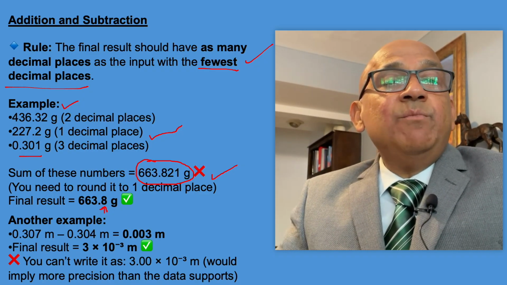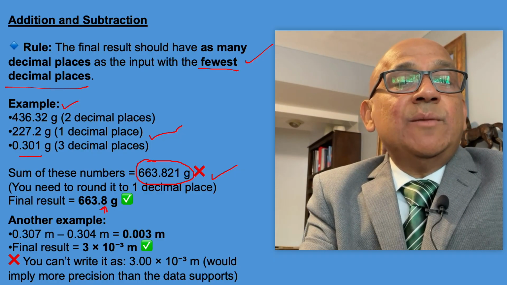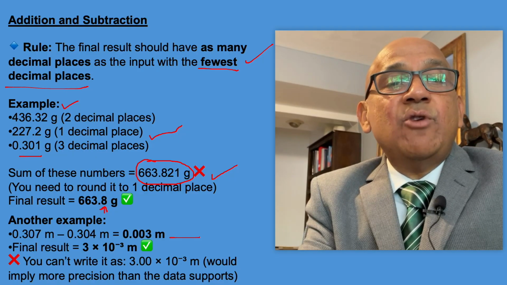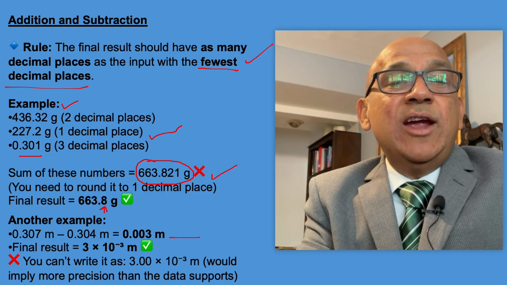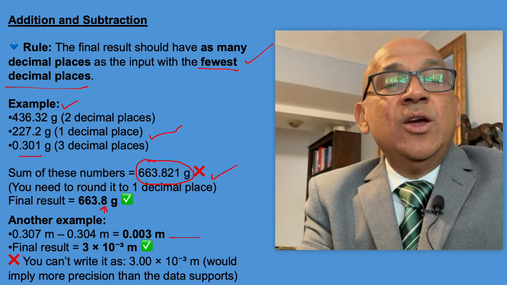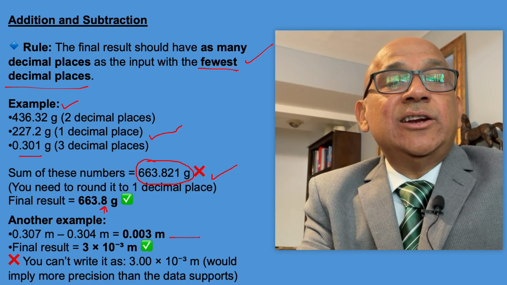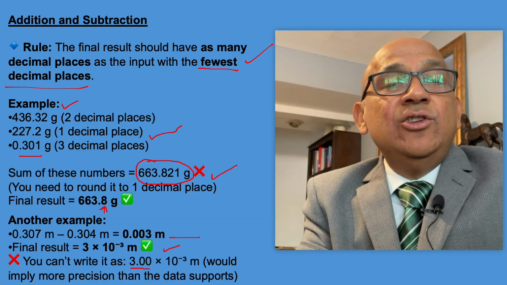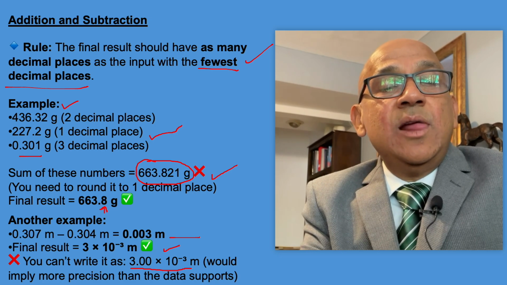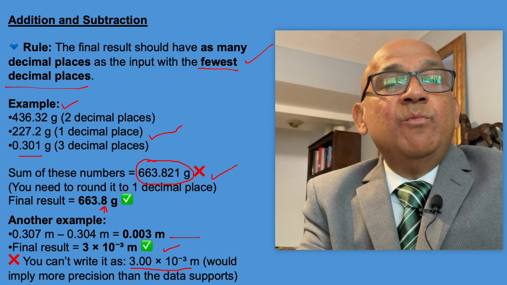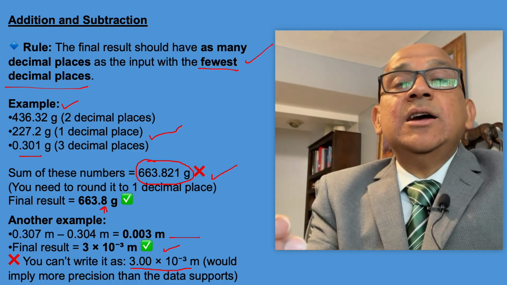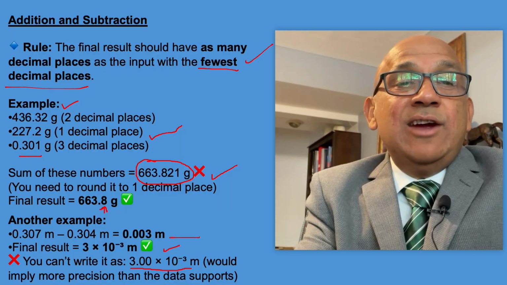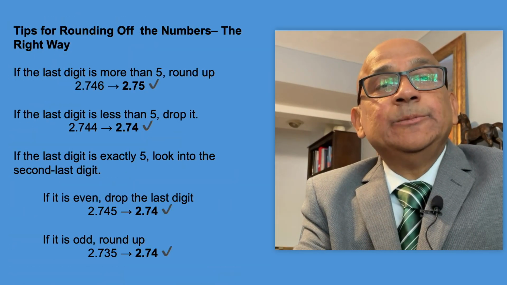Let us look into another example, which is about subtraction. If you are subtracting 0.304 from 0.307, your number should be 0.003 meters. You can also write the final result as 3 times 10 to the power minus 3 meter. But you cannot write it as 3.00 times 10 to the power minus 3 meter, because if you write it this way, it would imply more precision than the data supports. Your experiment is not that accurate that you can write these zeros.